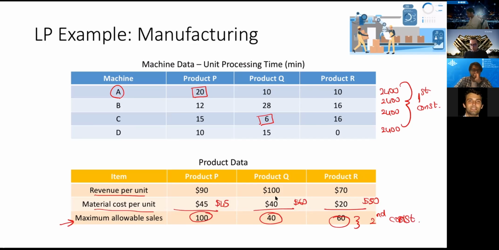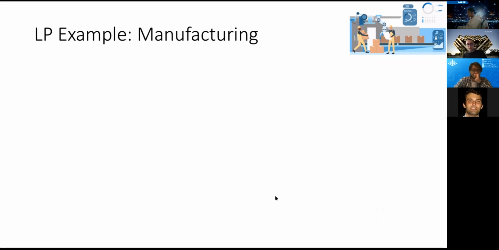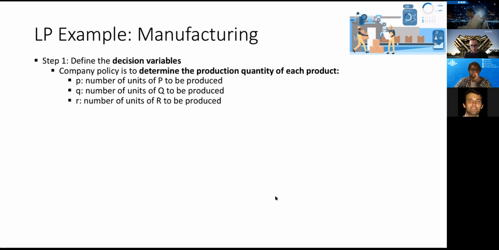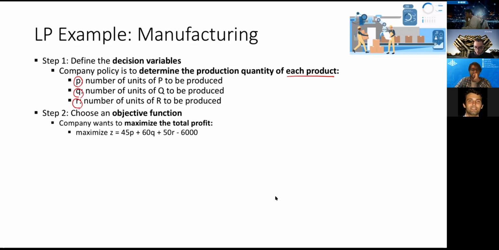Let's continue with the problem formulation. How can we formulate the given problem? I really like to divide the formulation into steps so that you can understand better. Step one, define the decision variables. We already know what the decision variables are: the production quantity of each product. Let's call them small p, q, and r, which correspond to how many units we should produce each week, okay? Step two, choose an objective function.